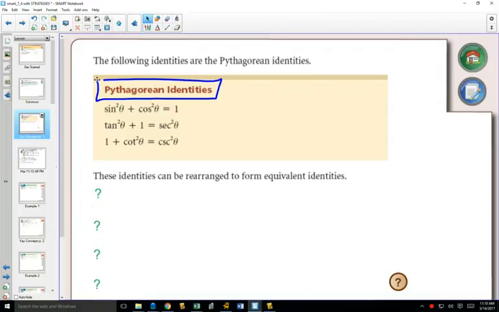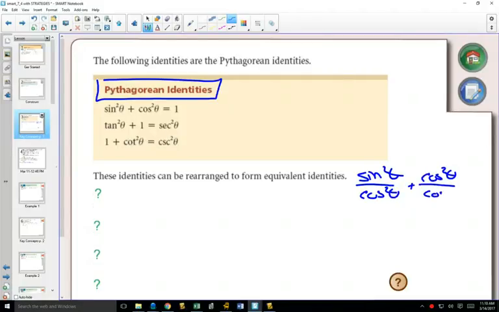Well, if we take sine squared plus cos squared equals 1 and we divide everything by sine squared, or everything by cos squared, watch what happens. So if I have sine squared plus cos squared equals 1, and I divide everything by cos squared, well, sine over cos is tan. So sine squared over cos squared is tan squared. Cos squared over cos squared is 1. And 1 over cos is secant, so 1 over cos squared is secant squared. So this second one is just the same as the first one if you divided everything by cos squared.